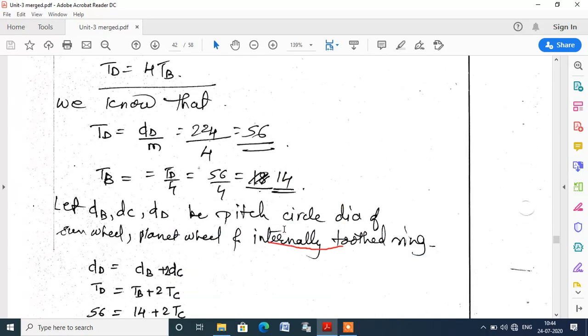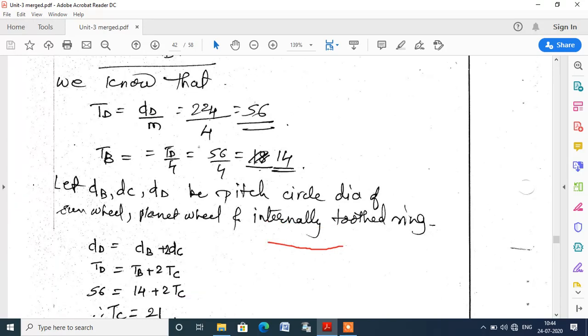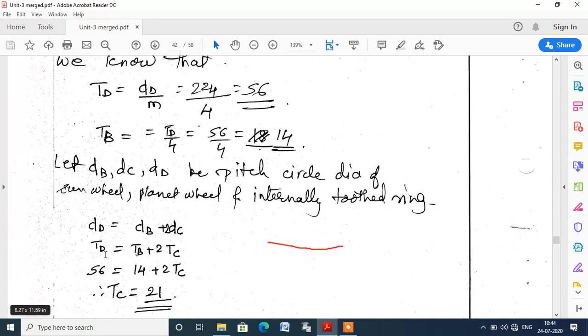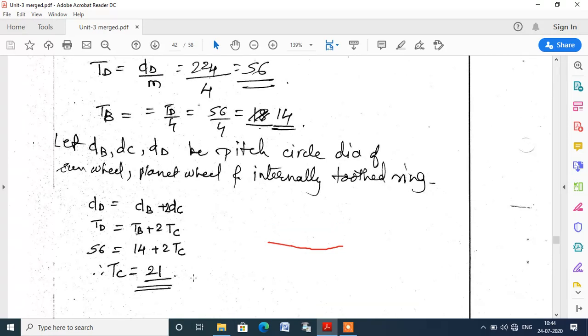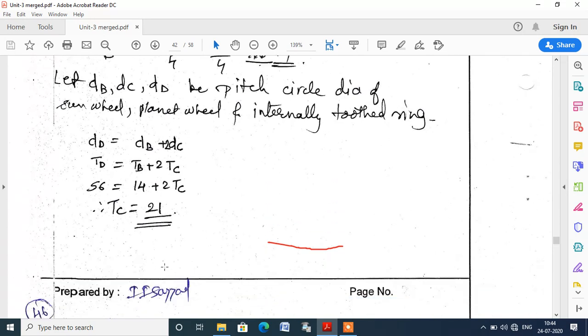DB, DC, DD are the pitch circle diameters of B, C and D respectively. So by geometry, DD equal to DB plus 2DC. Correct? So we know that for the same module, number of teeth and pitch circle diameter are proportional. So we can write TD equal to TB plus 2TC. So TD we know, TB we know, and from this we can calculate TC. So we got TC equal to 20. Okay, so we got all values 56, 40 and 20.